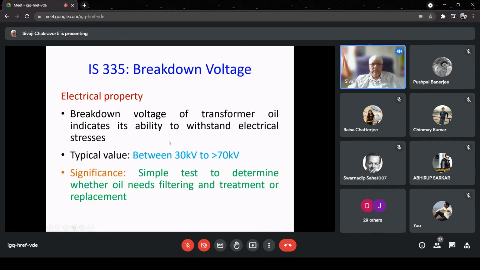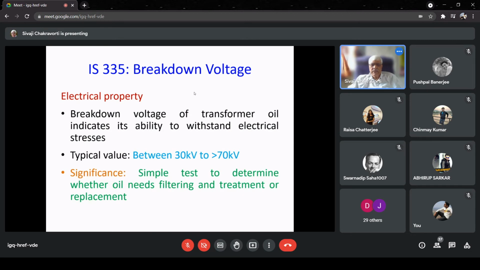And very importantly, breakdown voltage. It is typically 30 kV to 70 kV. That means if it is below 30 kV, it is not a good oil. Typically, if it is around 50, we say it is acceptable. 70 is too good. Now, I have to ask you, or rather tell you, that there is a difference between breakdown voltage and breakdown strength.